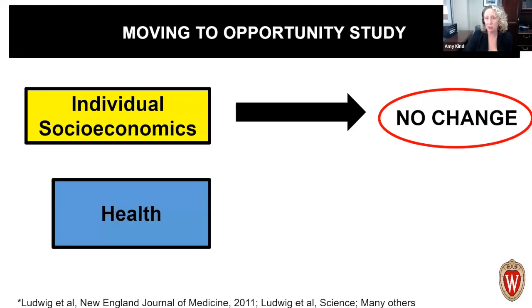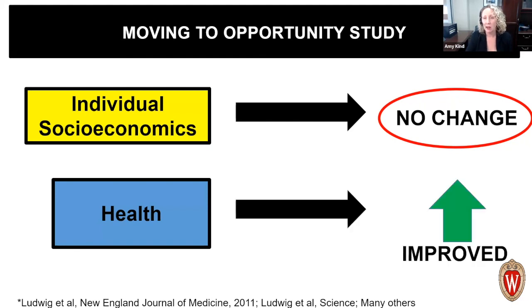And although there were no changes in the individual level socioeconomics, the health measures markedly improved with this change of social exposome. So these families that moved, that received the vouchers and moved, had better outcomes in terms of diabetes, obesity, cardiovascular disease, and mental health outcomes. And since this time, these cohorts have been followed forward for many, many years.